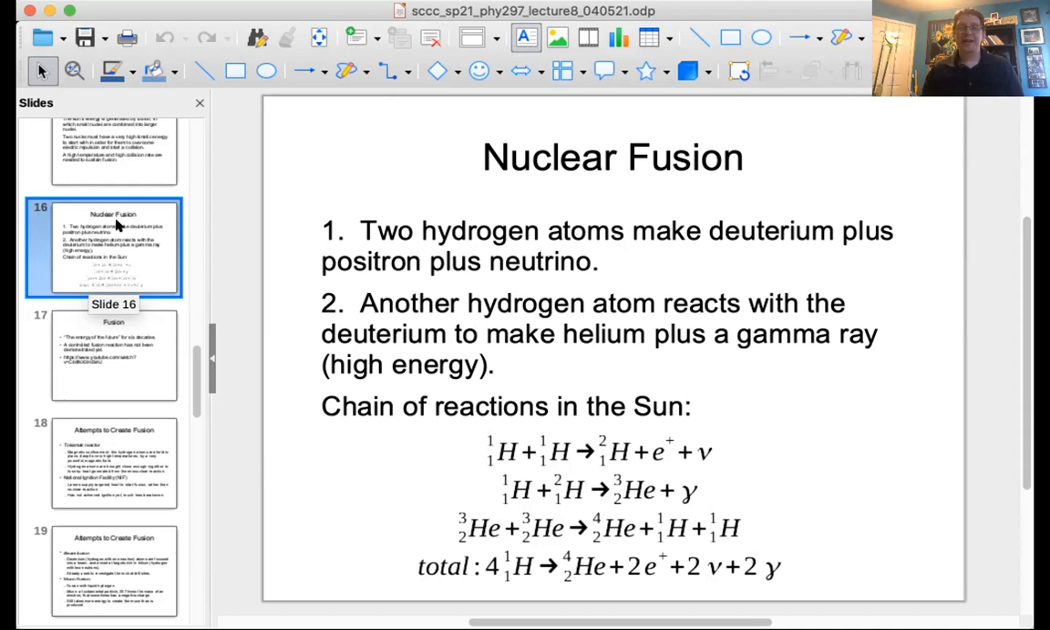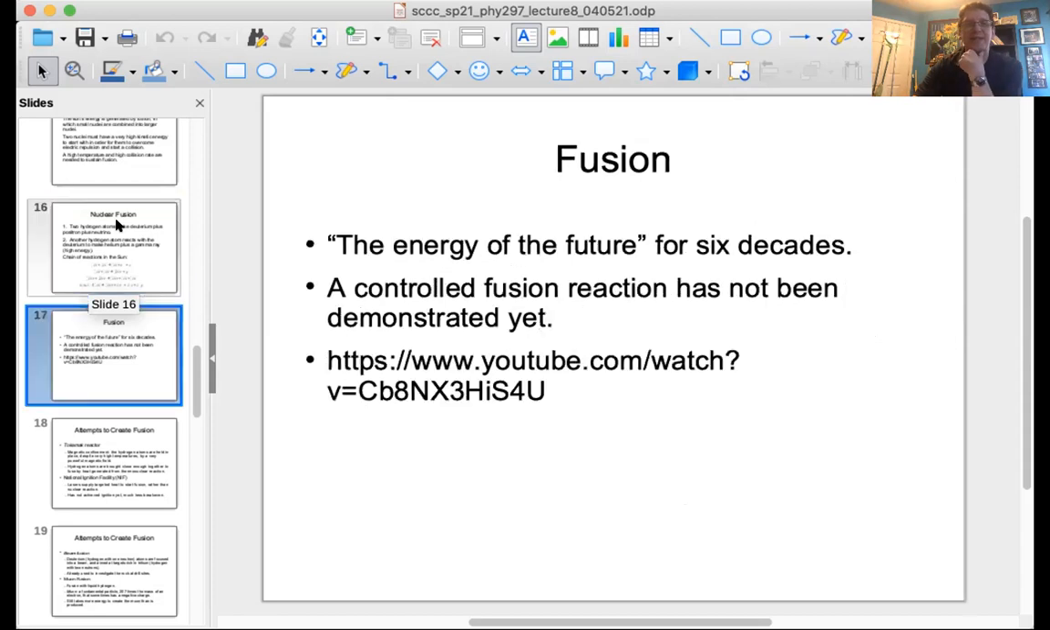to get one helium-4 nucleus plus 2 positrons, which then, ultimately, at some point collide with electrons to emit energy, plus neutrinos, which are basically energy, plus gamma rays, which are large amounts of energy. And that's the basics of the fusion reaction.